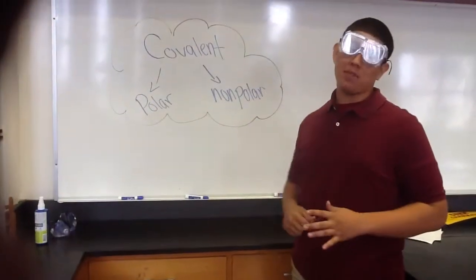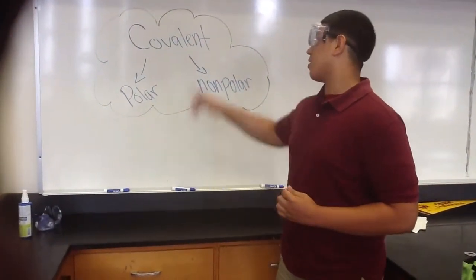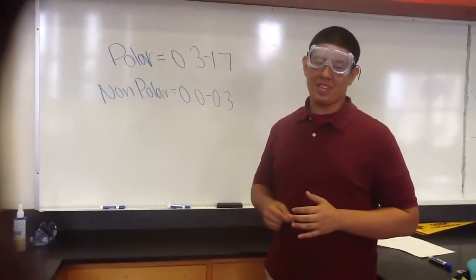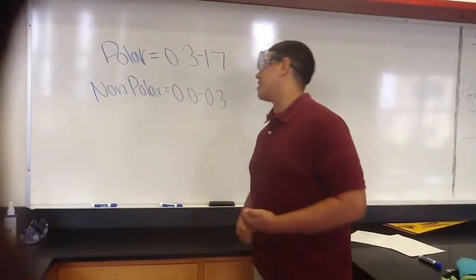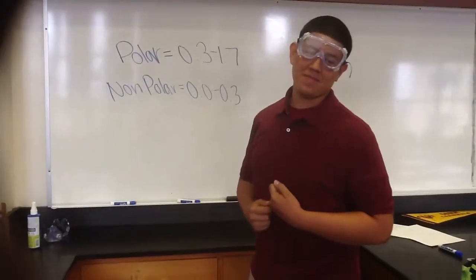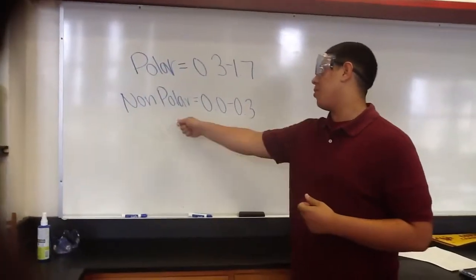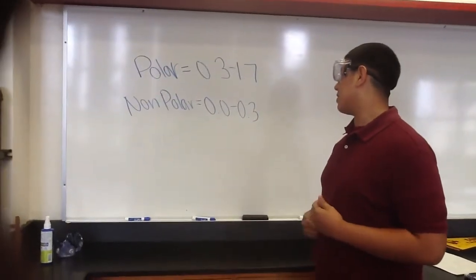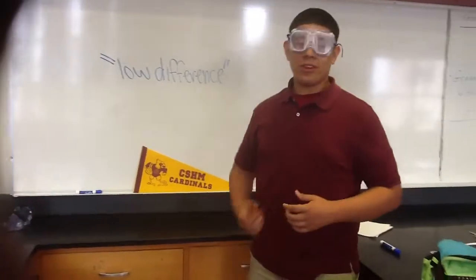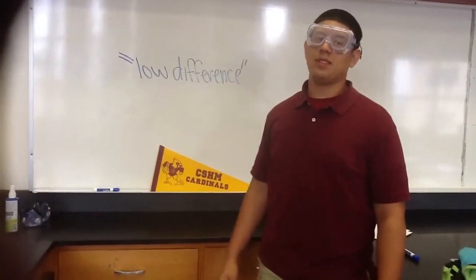There are two types of covalent bonds. There are covalent polar and covalent nonpolar. One type of covalent bond is called polar. Its electronegativity is from 0.3 to 1.7. And the other type of covalent bond is nonpolar, and its electronegativity is from 0.0 to 0.3. Nonpolar has lower numbers, therefore it has a low difference.